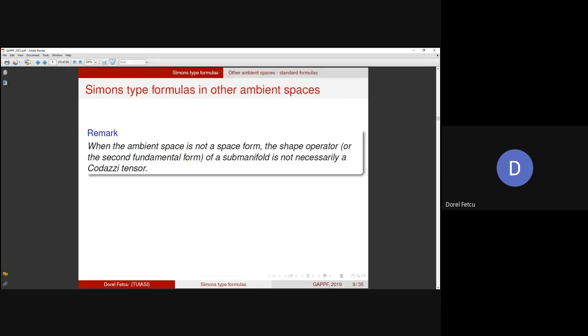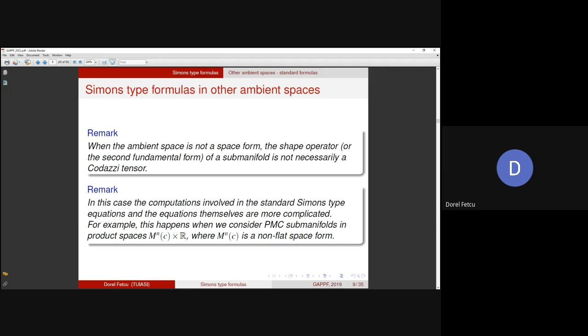The problem is that in other spaces, when the ambient space ceases to be a space form, then the shape operator or the second fundamental form of a submanifold is not necessarily a Codazzi tensor. So the formulas will be more complicated, and the computations will also be more complicated.